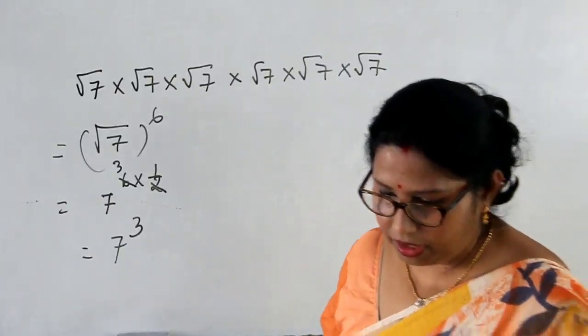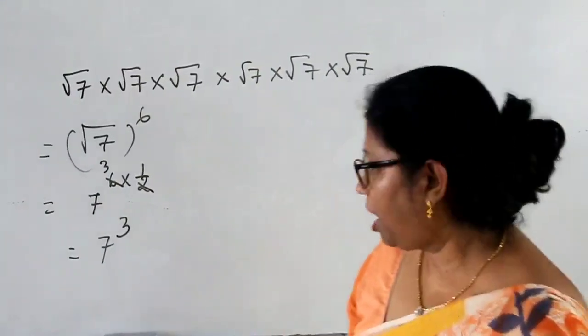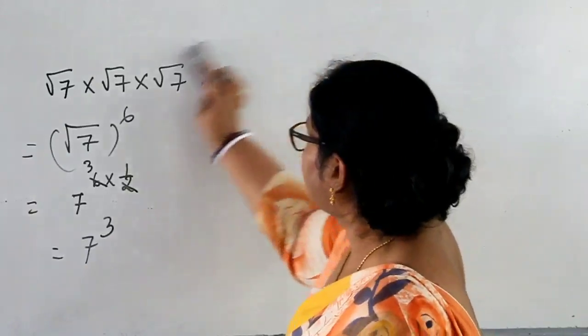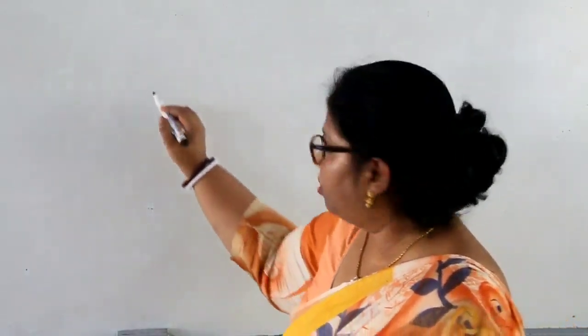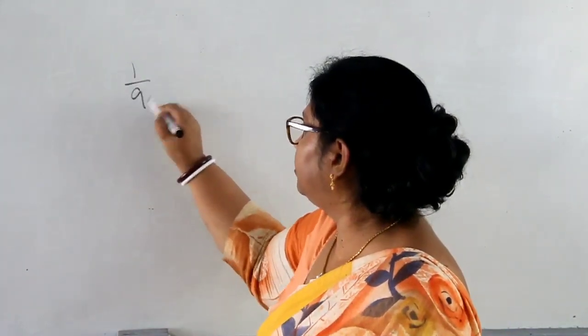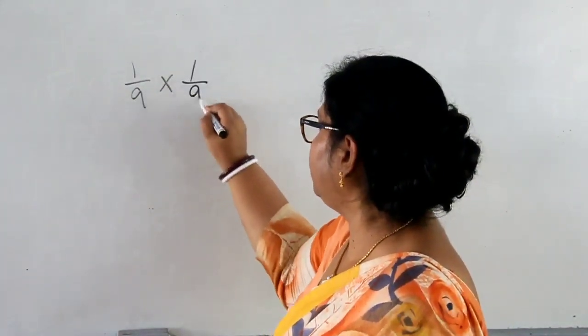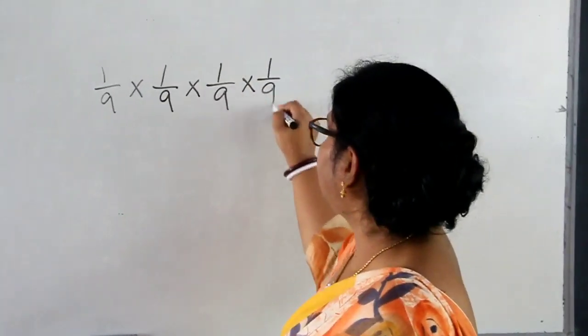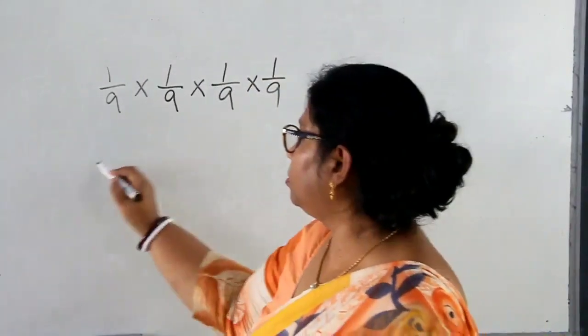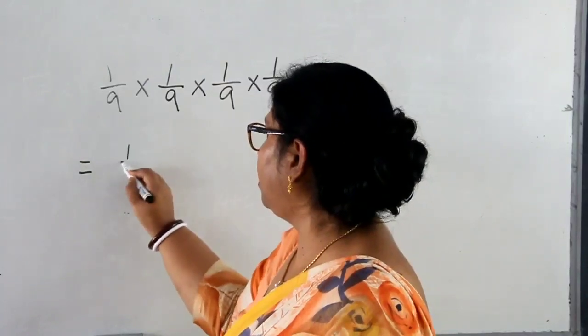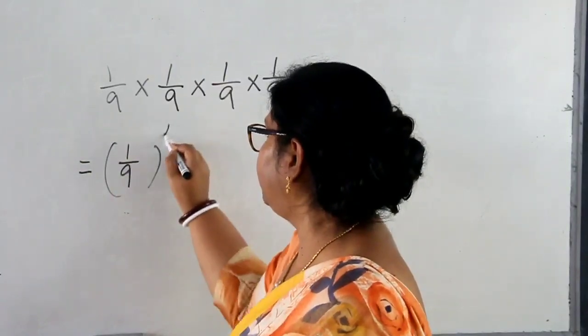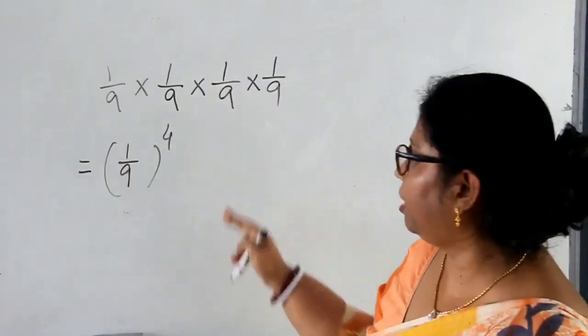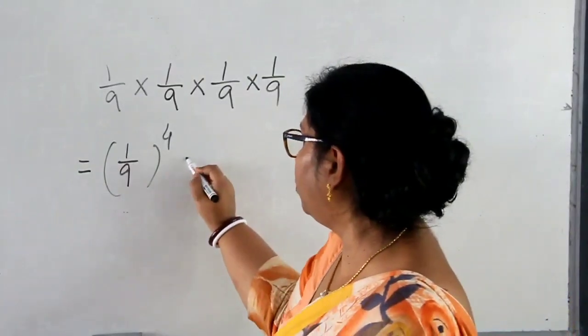One more example we can take here, that is 1 by 9 multiplied with 1 by 9, and it is done for 4 times. So we know that 1 by 9 is multiplied for 4 times. So we write 1 by 9 raised to the power 4.